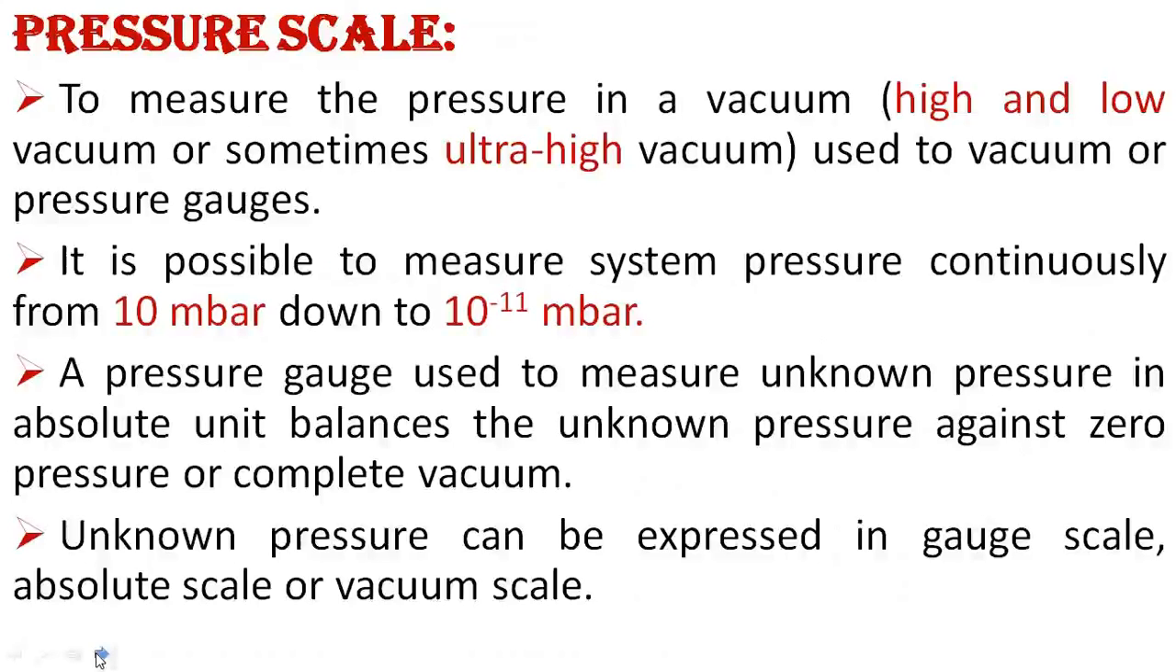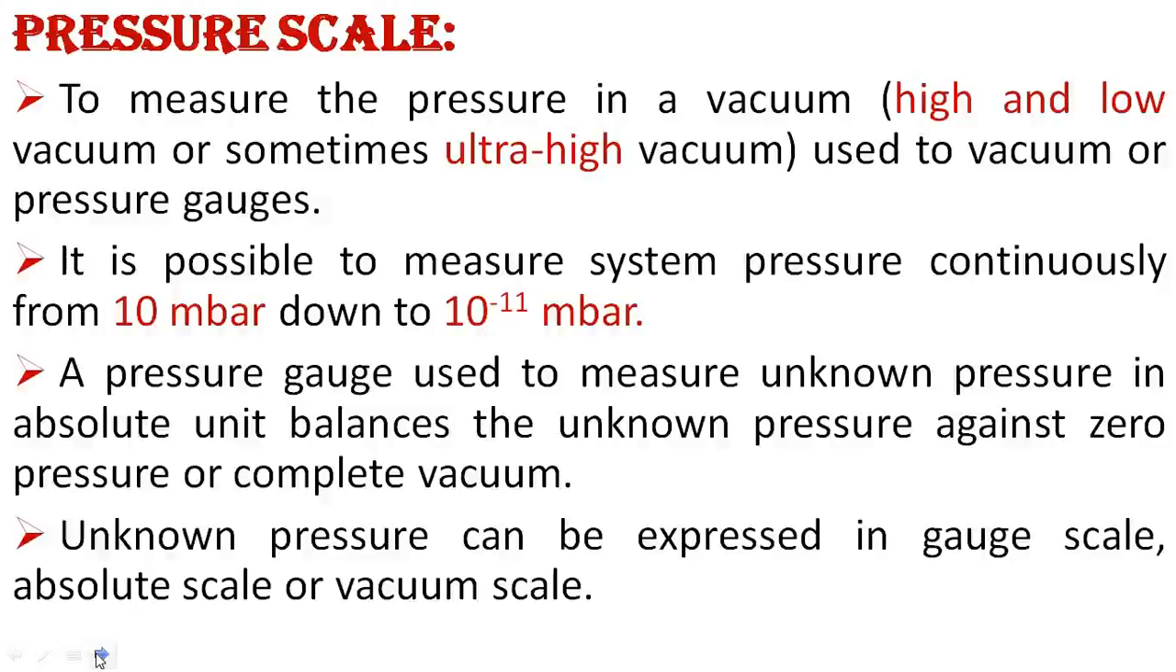Now we have to see the different scales of pressure. Next point is the pressure scale. What is the requirement of a scale? To measure pressure in a vacuum, high and low vacuum, or sometimes ultra high vacuum, we use vacuum or pressure gauges. It is possible to measure system pressure continuously from 10 millibar down to 10 raised to minus 11 millibar.